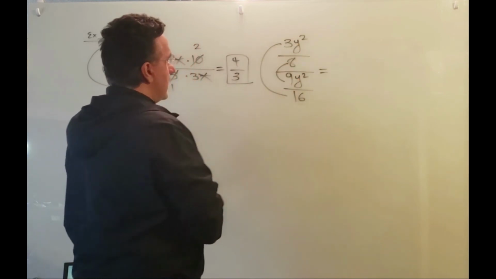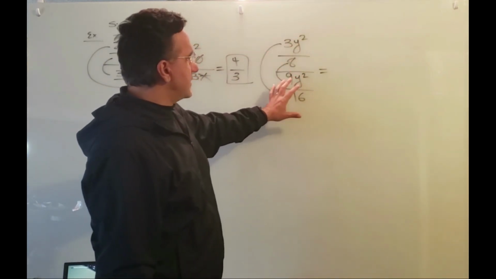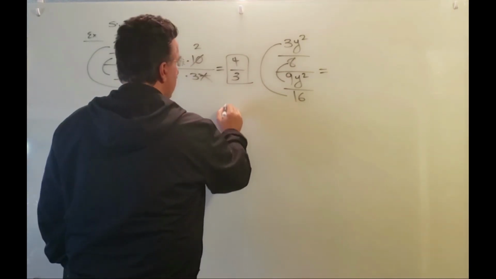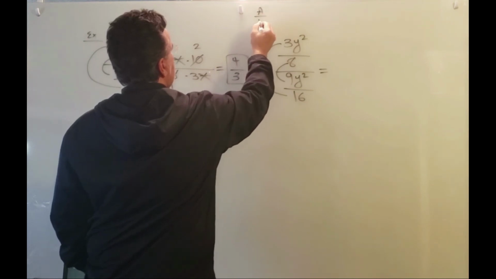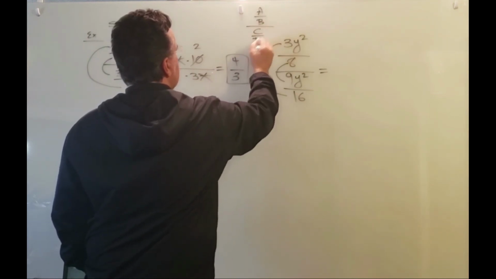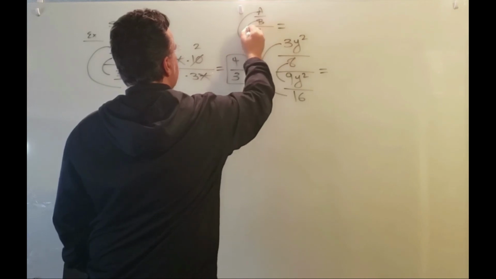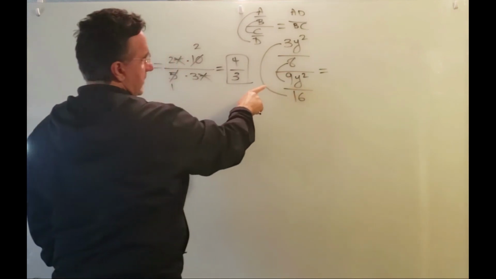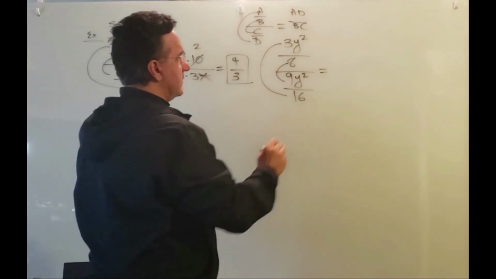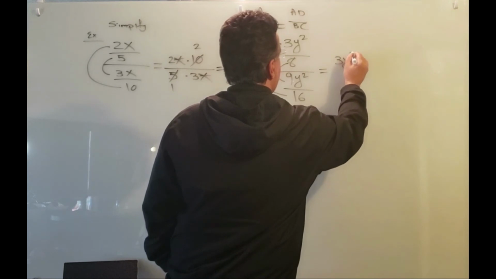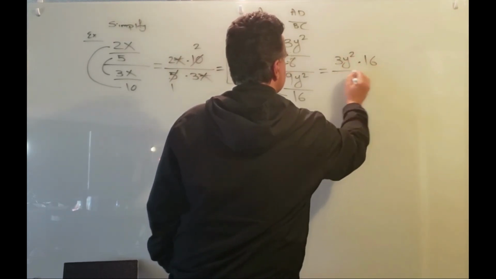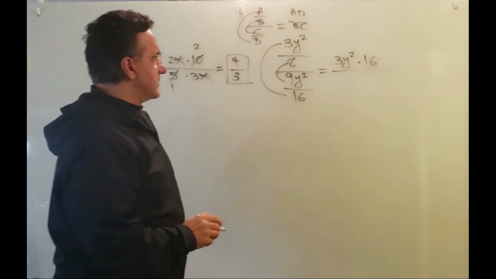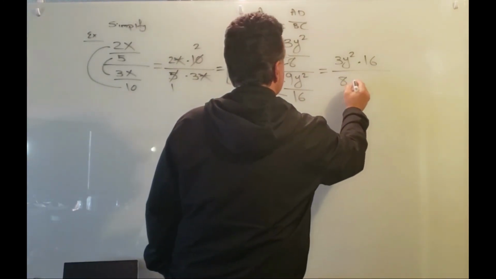Notice, as long as you have one fraction over one fraction, you can apply the A over B over C over D rule, which was, if you remember, A over B over C over D equals what? Far product over near product. So AD over BC. So we can apply it here. So we're going to end up with 3y squared times 16 on the top, and with 8 times 9y squared downstairs.